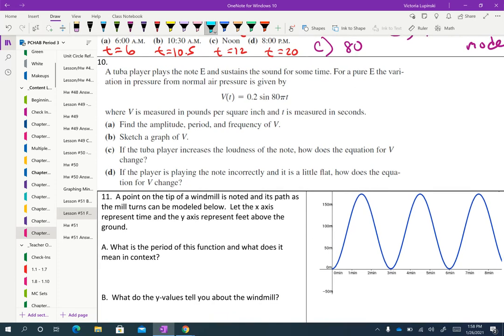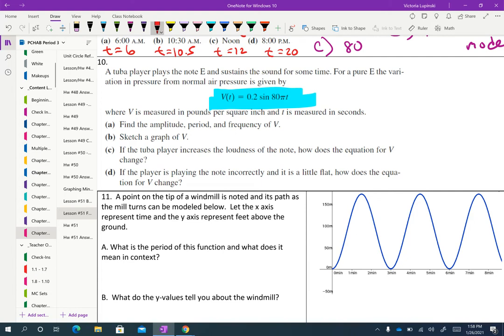So a tuba player is playing the E note and it sustains the sound for some time. For a pure E note, the variation in pressure is given by the following. V of T equals 0.2 times the sine of 80 pi times T. Now, again, I don't know anything about music. I don't know how much you guys know about music, but you certainly wouldn't know enough to create that equation from scratch. So I could certainly, though, give you that equation and then ask you to do some stuff with it.